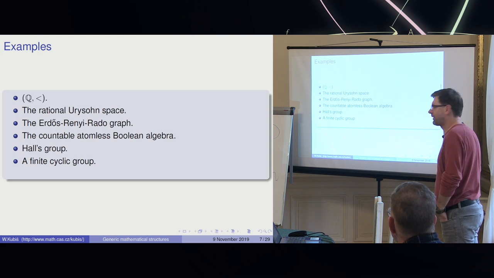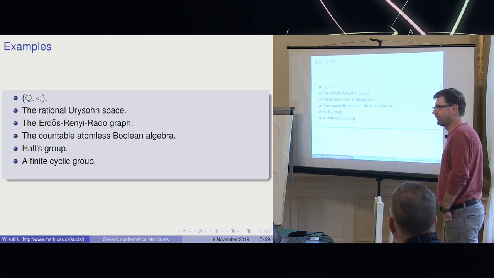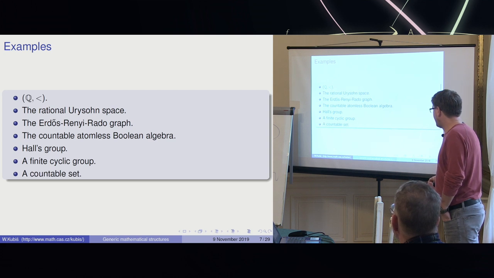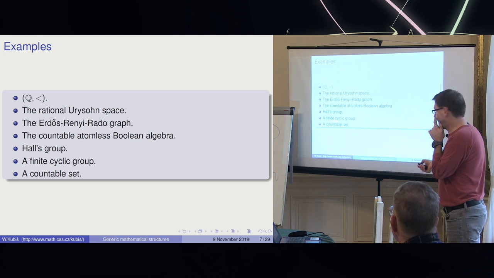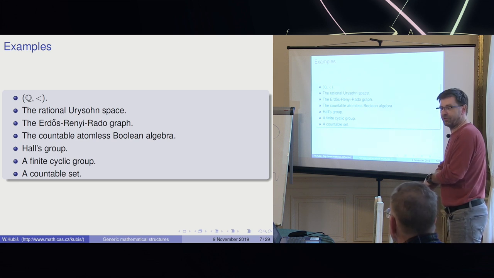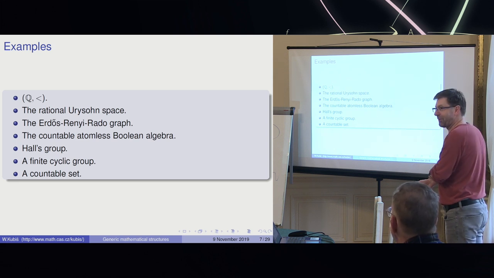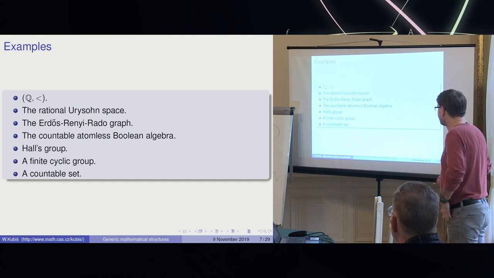Okay, and now, just to show you that finite structures can be Fraïssé limits. Finite cyclic groups have this property. You can easily check this. Any countable set, of course. So this is not interesting at all, but on the other hand, if you take finite sets, they satisfy everything. These are finite structures as well, with no relations, no algebraic operations.